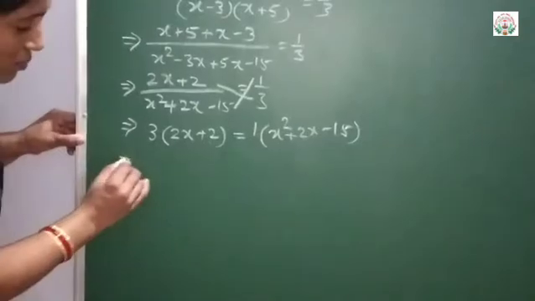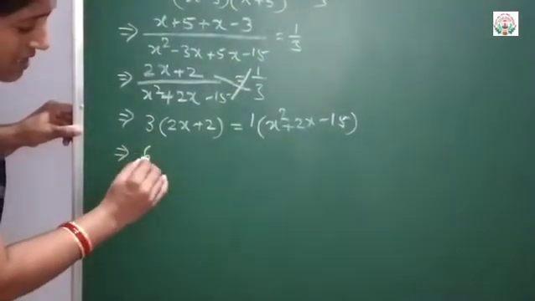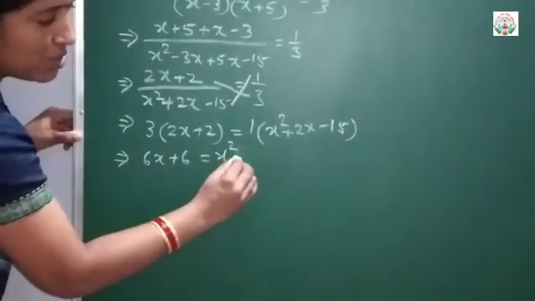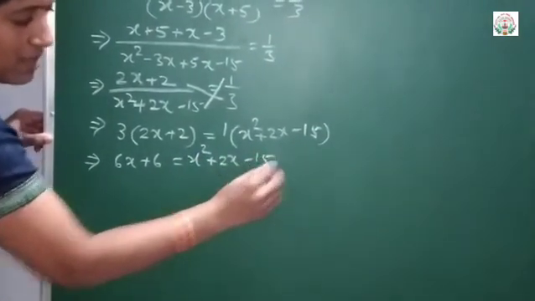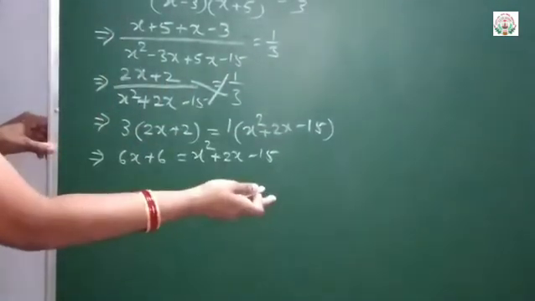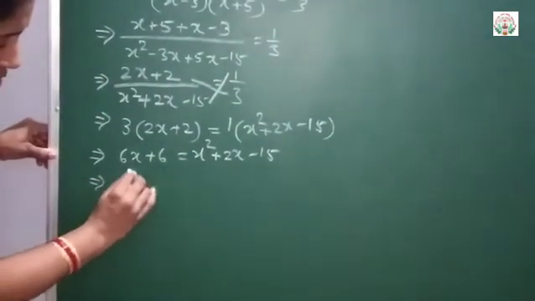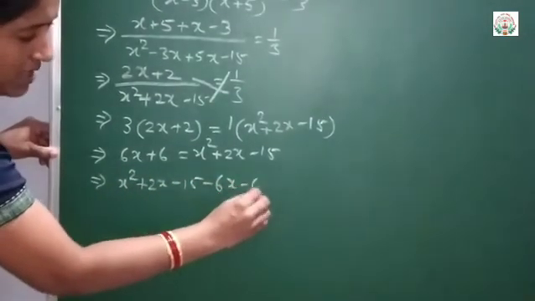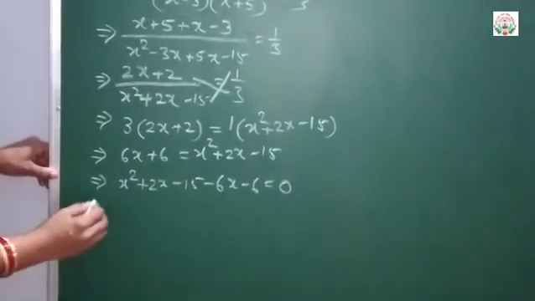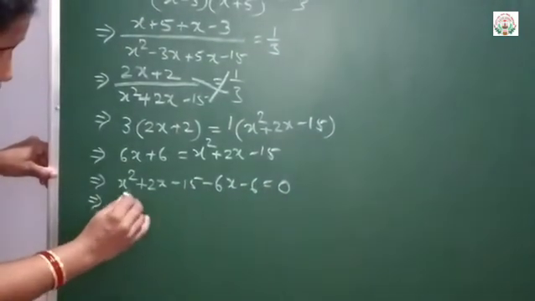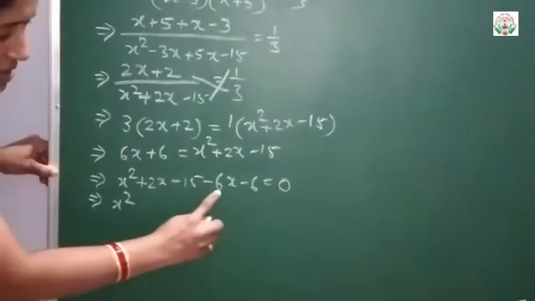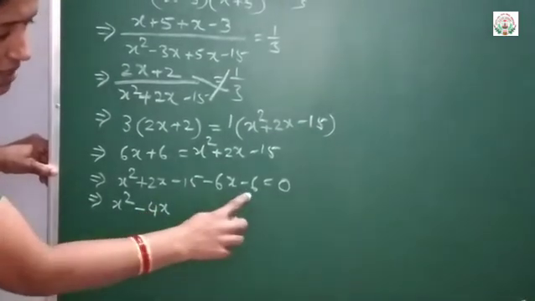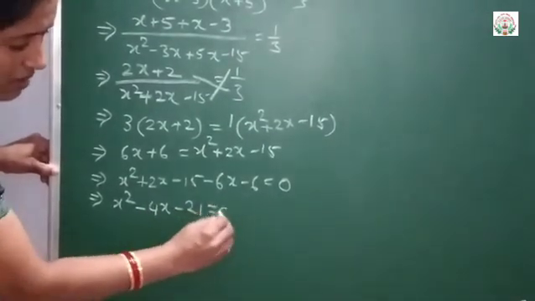Now, on multiplication of this, 3 into 2, 6x plus 6 equals to 1 multiplied with this will be the same, x square plus 2x minus 15. Now take everything to that side. So what will it be? x square plus 2x minus 15 minus 6x minus 6 equals to 0. Okay, now simplify this, x square. Now here you can see plus 2x, here minus 6x. So it will be minus 4x. And minus 15 minus 6 will be minus 21 equals to 0.